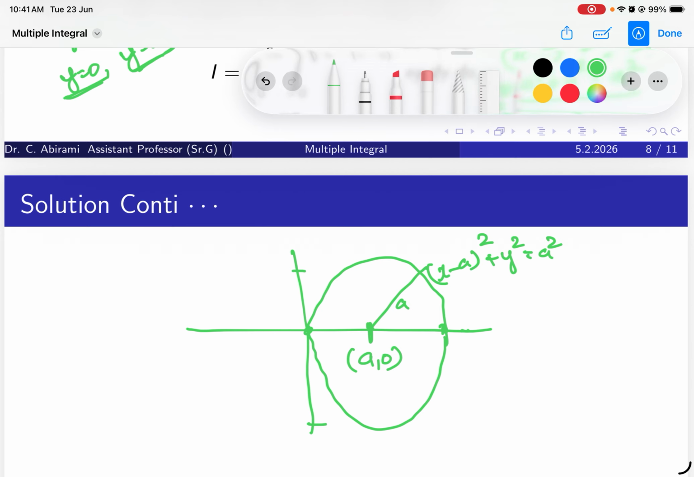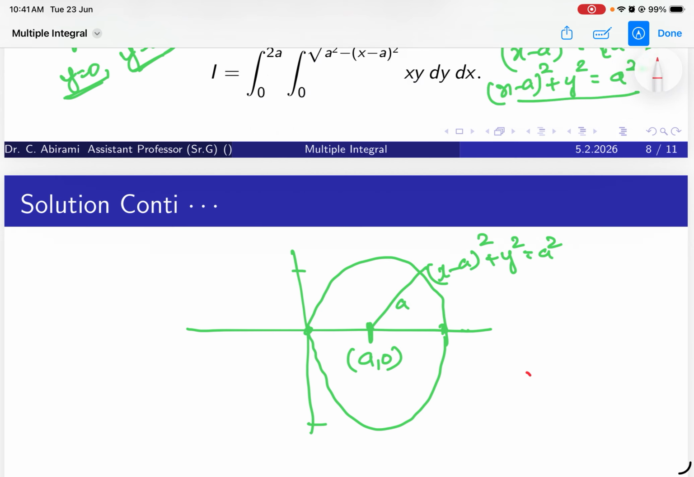Okay. Next what are we going to do? y is equal to 0 is nothing but what? Along the x-axis. This is y is equal to 0. y is equal to a. So radius is a. This is y is equal to a. It's a line parallel to the x-axis at a units.